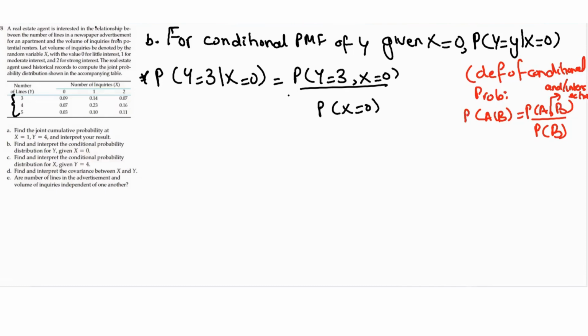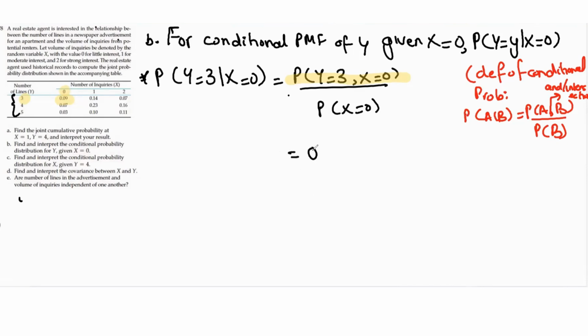Now let's identify what this is. The probability Y is 3 and X is 0. This is a joint probability which we can directly read from the PMF. So it's 0.09. You can directly read it from the joint PMF because that's what the joint PMF gives us. It gives us the probability that X is x and Y is y.